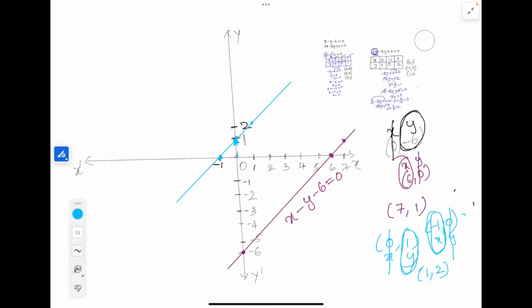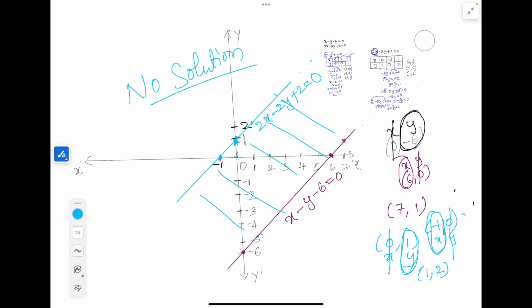So this is our second equation, which is 2x minus 2y plus 2 is equal to 0. Children, what do you observe? They are parallel lines, right? We can see they are parallel lines. So that means if we keep extending this line or this line, they will never meet. That means there is no solution for this pair of linear equations, because the lines formed are parallel lines. So first one we got intersecting at one point, and now we got parallel.